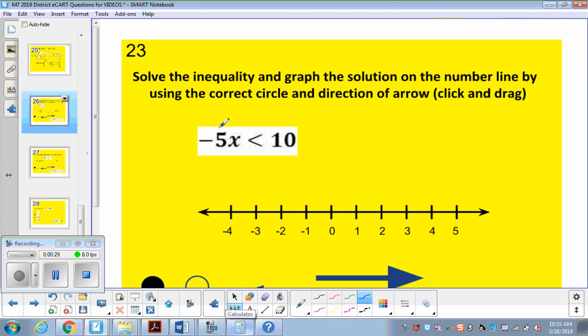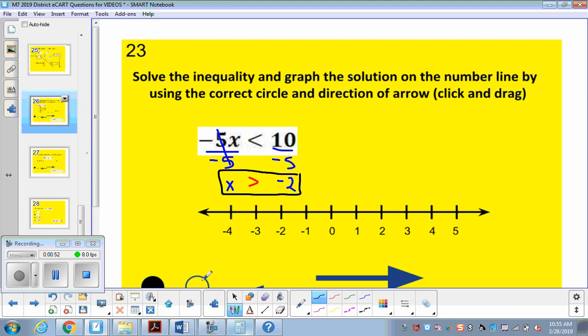We have a coefficient here, and so we're going to be dividing both sides by the coefficient, and therefore we're dividing both sides by this -5. Now that cancels out, and we have x over here, and a positive divided by a negative is a negative. And because we divided both sides by a negative here, y'all, we will flip the symbol. And so for this one, we're going to be graphing x is greater than -2.